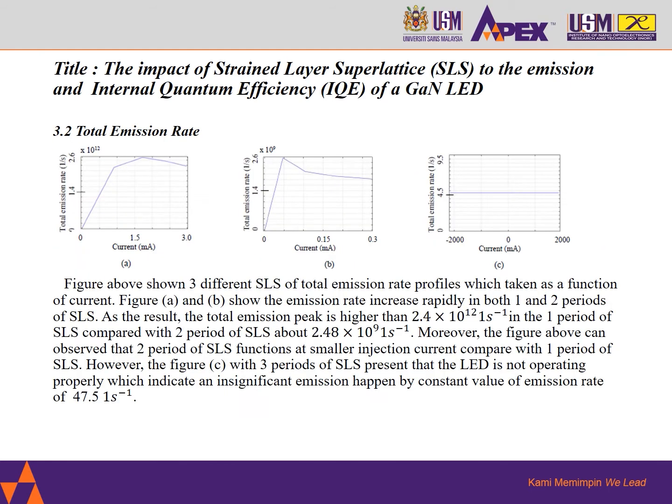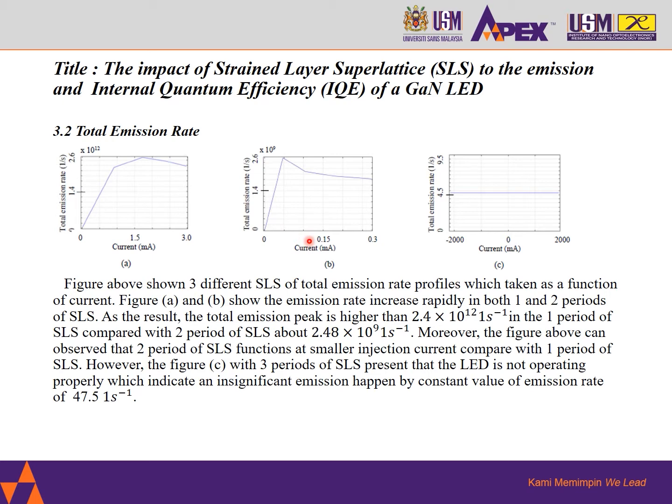Next, this graph shows the total emission rates of the SLS. The figure above shows 3 different SLS total emission rate profiles, taken as a function of current. Figures A and B show the emission rate increases rapidly in both the 1 and 2 period of SLS. As the result, the total emission peak is higher than 2.4 times 10 power by 12 in the 1 period of SLS, compared with the second period of SLS, which is about 2.48 times 10 power by 9.